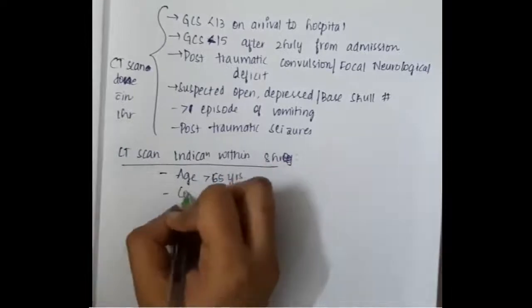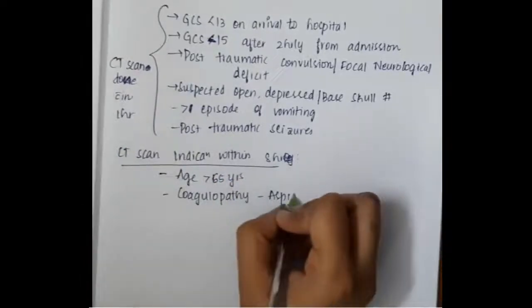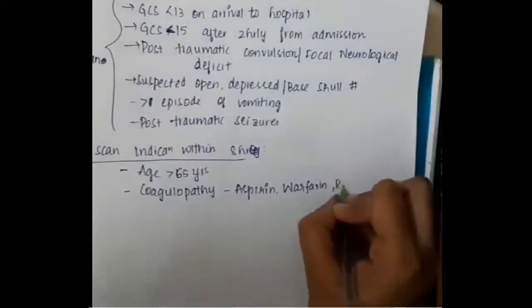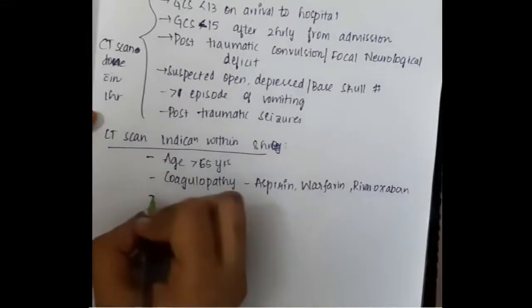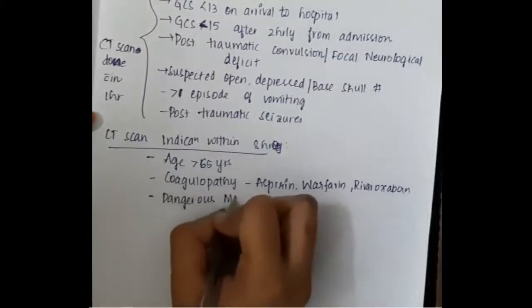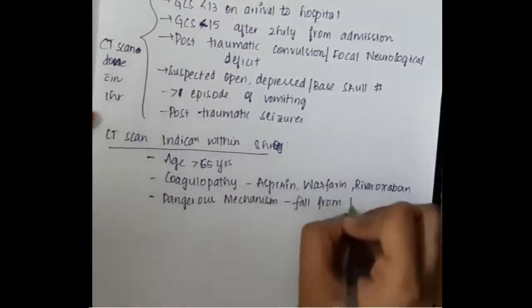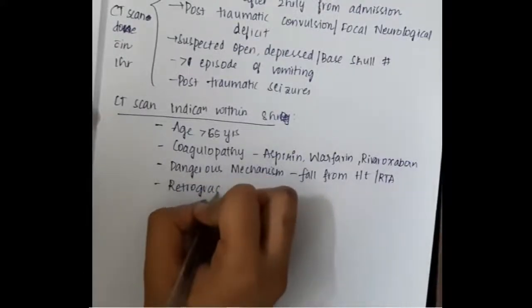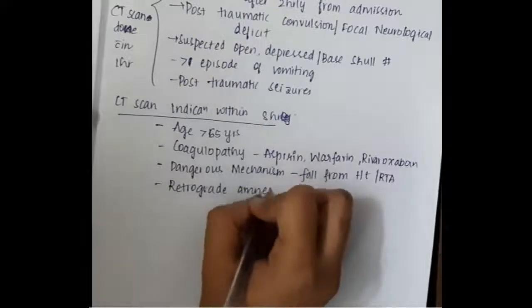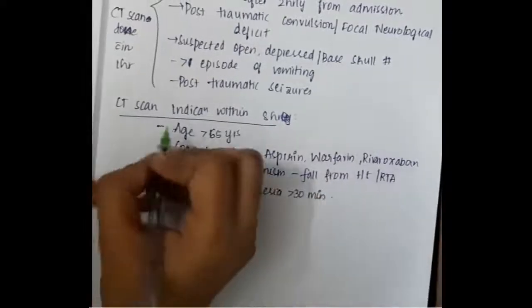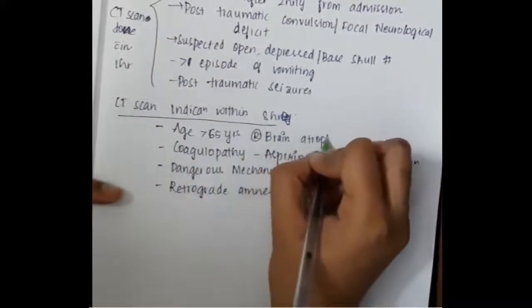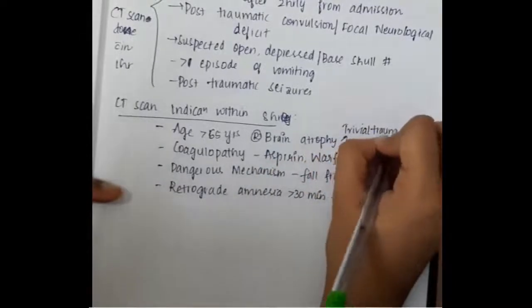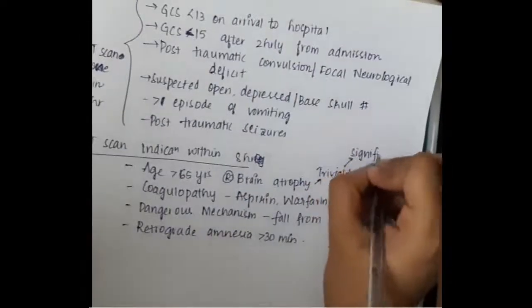Indications are age more than 65 years, because of brain atrophy, trivial injury can lead to significant injury compared to patients less than 65 years. Then coagulopathy, like aspirin, warfarin, rivaroxaban; a dangerous mechanism such as fall from height or road traffic accident; or history of retrograde amnesia for more than 30 minutes. In such cases CT scan should be done.